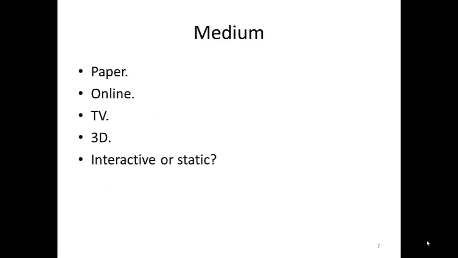Cool. So the medium, the next thing to think about. What is your publishing medium? Is it going to be on paper? Is it going to be online? Is it going to be shown on television? Is it going to be three-dimensional, interactive, static? All these things you want to think about quite carefully.